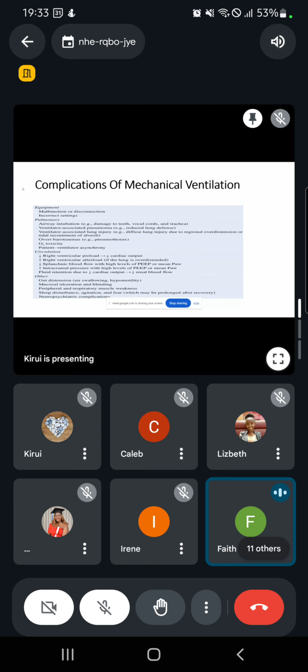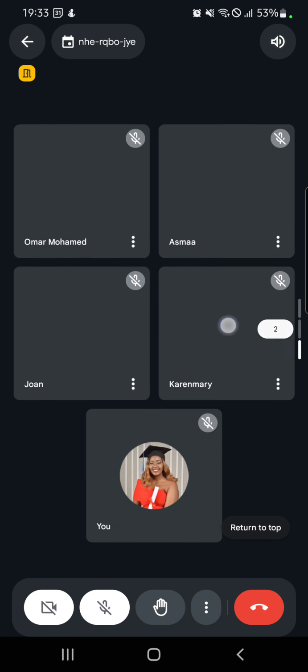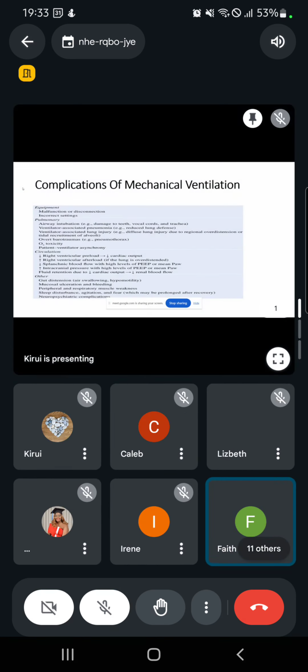There can also be barotrauma. So there can be barotrauma or volume trauma due to pressure or due to the volume, the tidal volume that you've set. You can also have oxygen toxicity or a patient-ventilator asynchrony if you did not set the correct setting. Probably your patient required just pressure support, but you're giving also volume support. So there can be a patient-ventilator asynchrony.